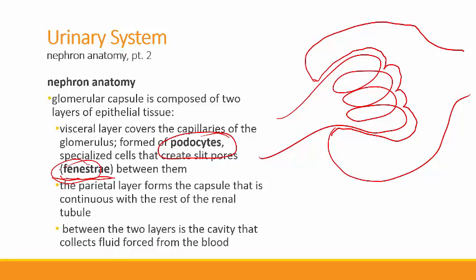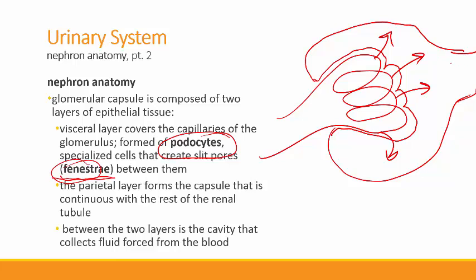So the parietal layer is continuous with the rest of what we refer to as the renal tubule. So that's where we're going to then shape the fluids that we squeeze out of the blood to form urine. So it's between these two layers that fluid is forced out of the capillaries and into this space, that space around the glomerulus, inside the glomerular capsule.